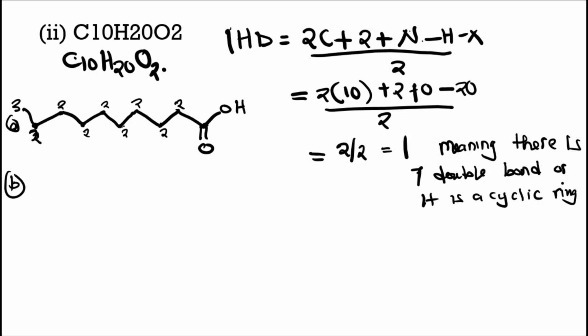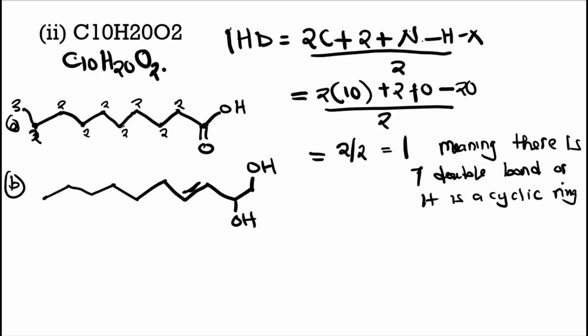The other possible structure is that you count it linear: 1, 2, 3, 4, 5, 6, 7, 8, 9, 10. And then I can actually put the oxygen here and another oxygen here, like that. But there should be a double bond somewhere. So let me put the double bond here. Okay, so you can have an alcohol like that.